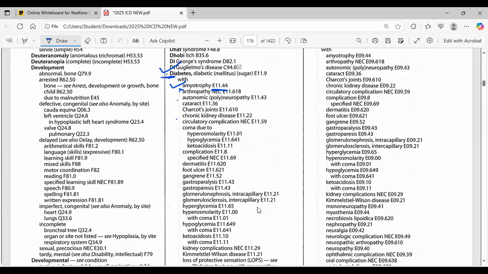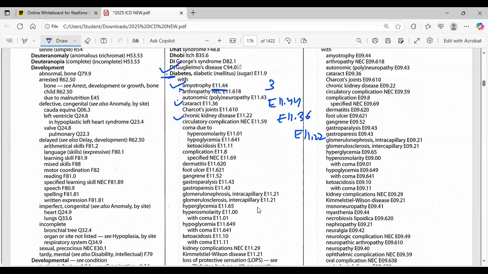If the patient has multiple complications, such as diabetes, amyotrophy, cataract, and CKD, in this case you have to use three codes. So you will use E11.44, E11.36, and E11.22. You will code all the complications listed in the question. So if the patient has multiple complications, you will code all the complications listed in the question.